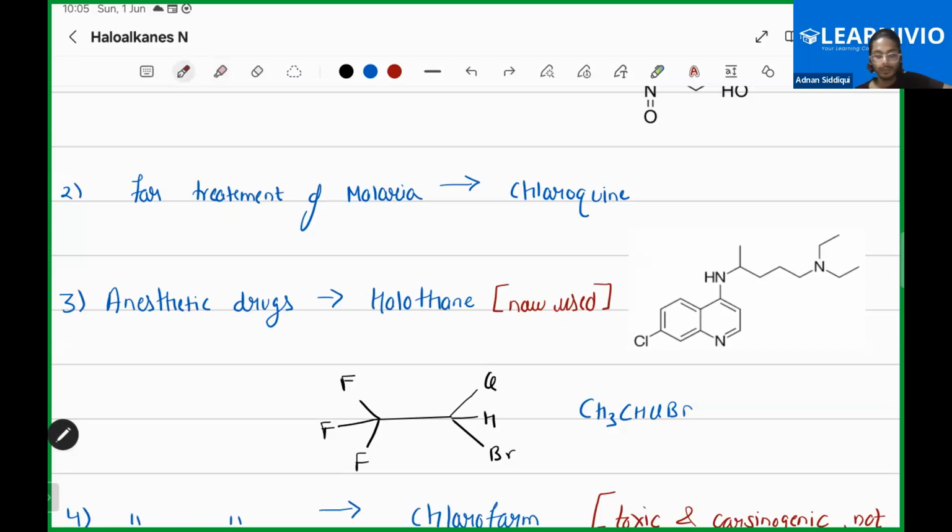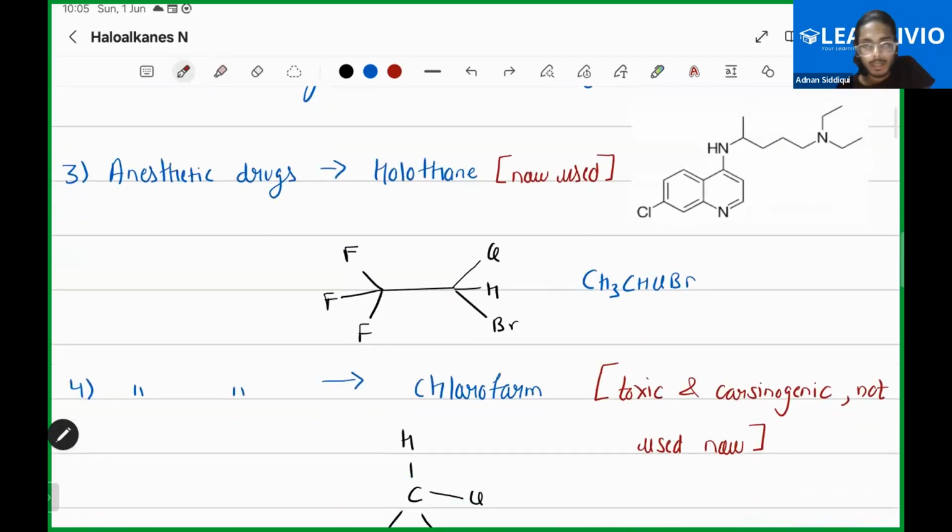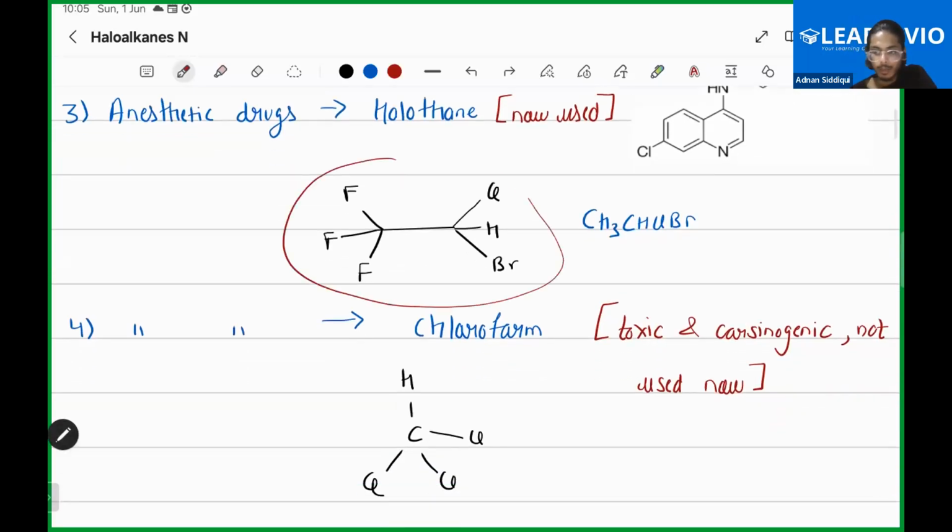Sir. One more example, anesthetic drugs. Nowadays we are using halothane. Halothane is an anesthetic drug that is used to numb the pain whenever you are having some surgeries. The doctor gives you halothane basically to numb the pain that is caused due to the surgery, right? So halothane again is a compound which has haloalkane; halothane consists of halogens and alkanes, right? Yes, sir.